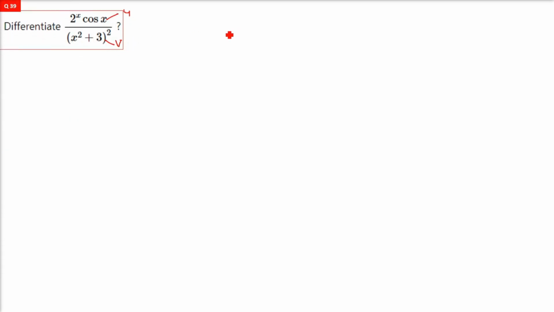Now this is u and this is v. The numerator is u, denominator is v. Now u by v, when we differentiate this, the denominator will be this x square plus 3 whole square, and this square whole square. This is square. This is what is given. You have to take the square of square. So x square plus 3 to the power 4.